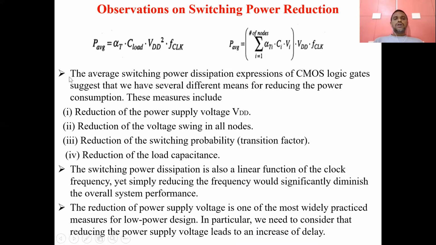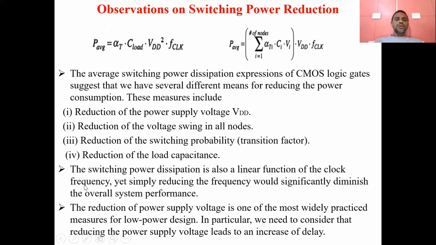Next, the average switching power dissipation expressions of CMOS logic gates suggest that we have several different means for reducing the power consumption. These measures include reduction of the power supply voltage VDD, reduction of the voltage swing in all nodes, reduction of the switching probability, and reduction of load capacitance. If you reduce any one of these, the average dynamic power will be reduced.